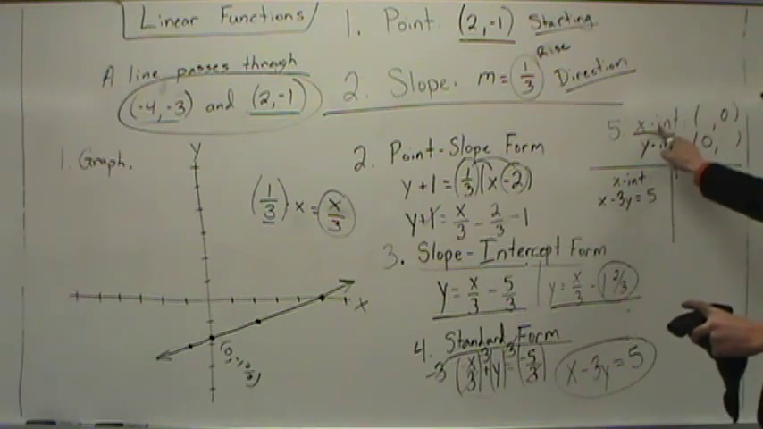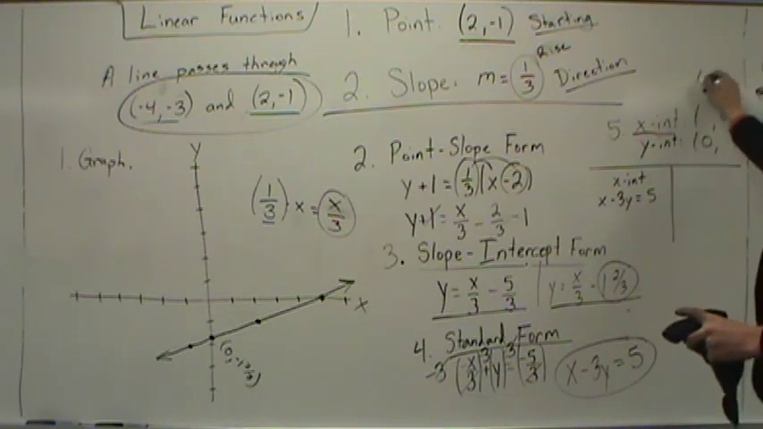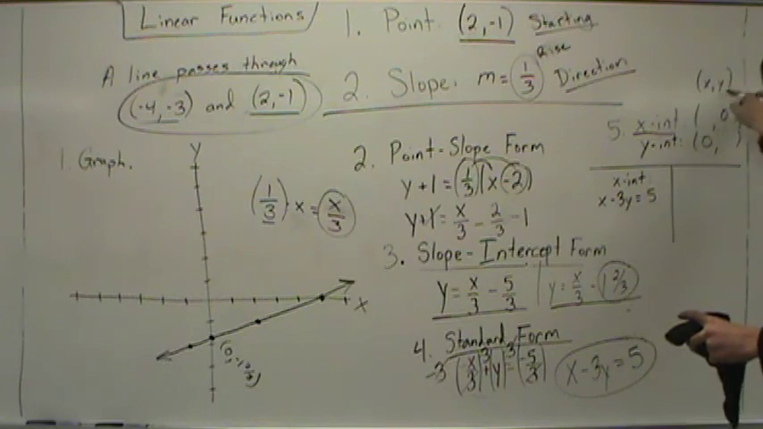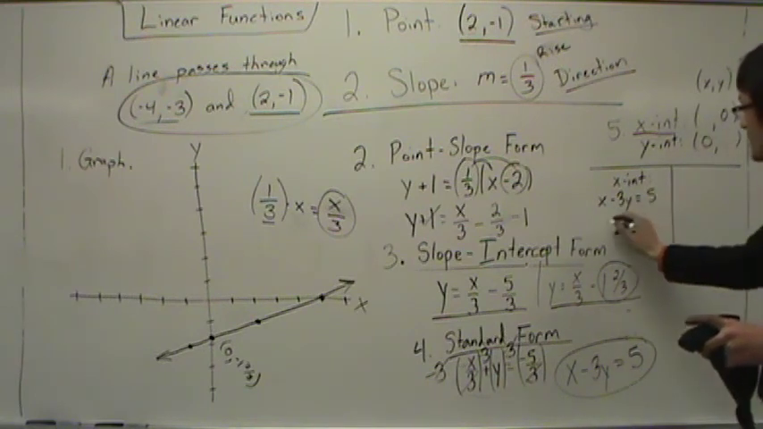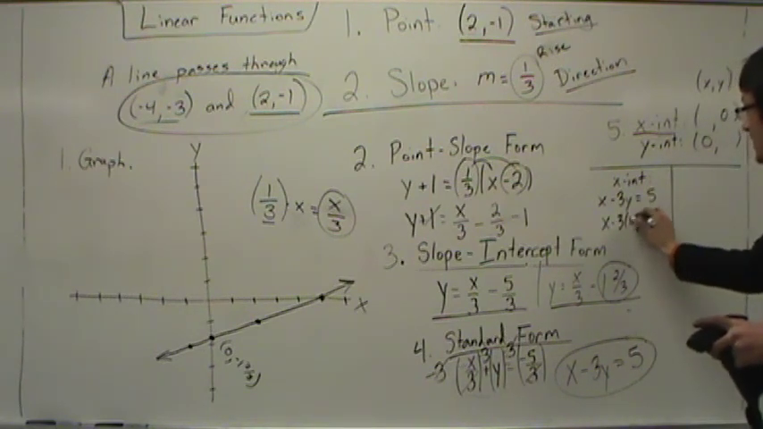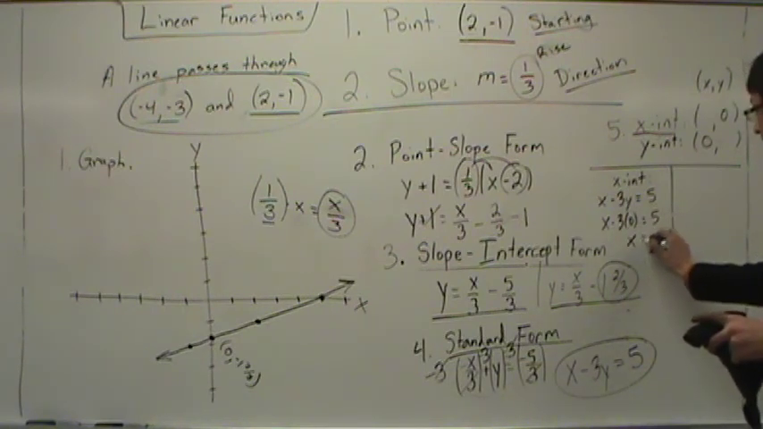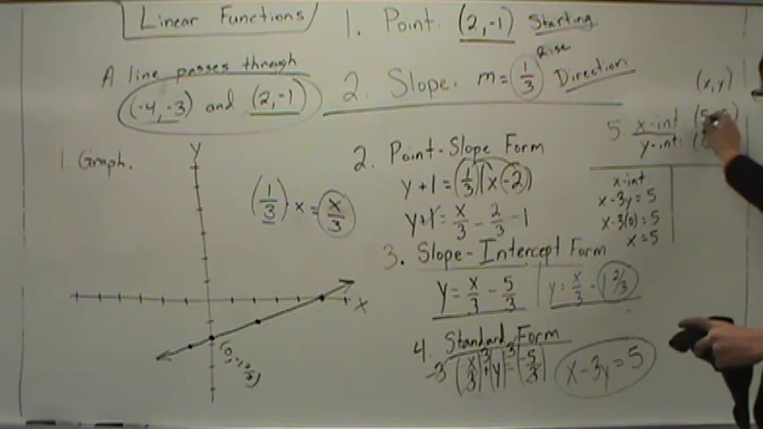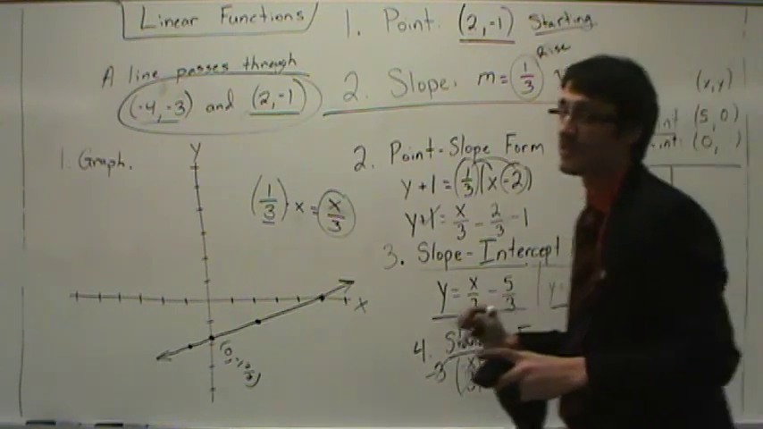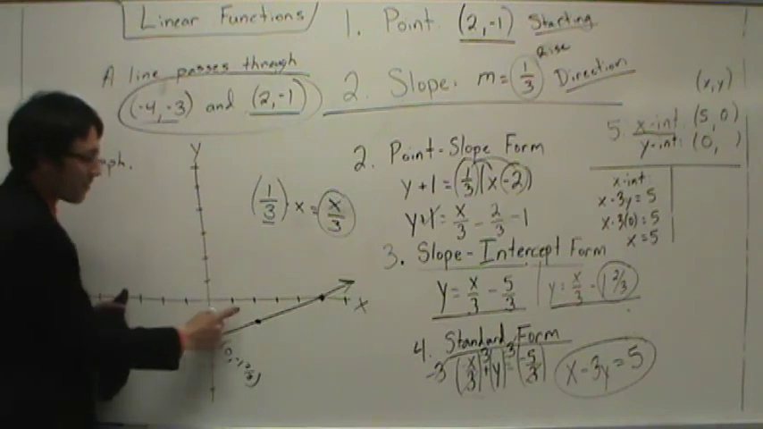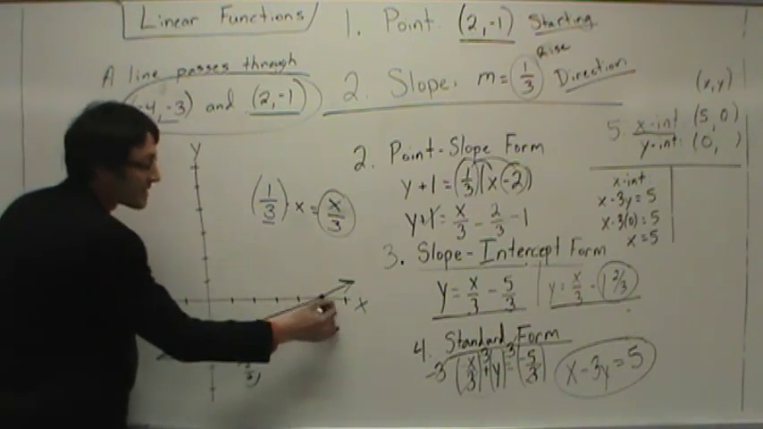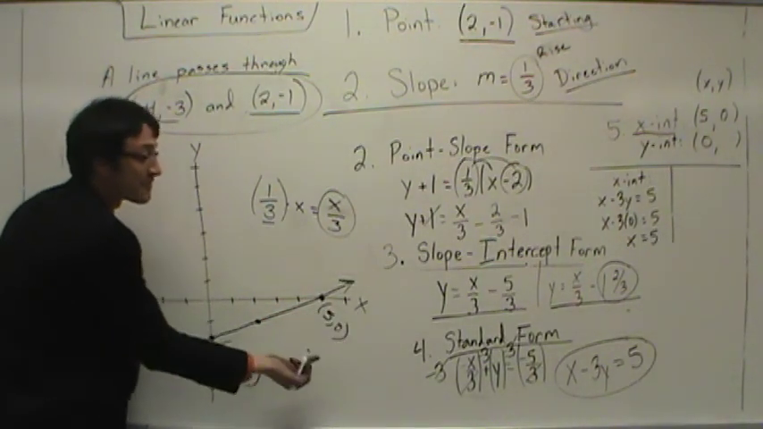Now, to find the x-intercept, we're going to put 0 in for, here, x comma y. We're going to put 0 in for what? 0 in for y. So replace y with 0. We get x minus 3 times 0 equals 5. Now, 3 times 0 is 0. X minus 0 is just x. So we get x equals 5. Let's write that here. 5, 0. So what is our x-intercept? X-intercept is 5, 0. Double-check your graph. 1, 2, 3, 4, 5. Yes, it crosses the x-axis at 5, 0.